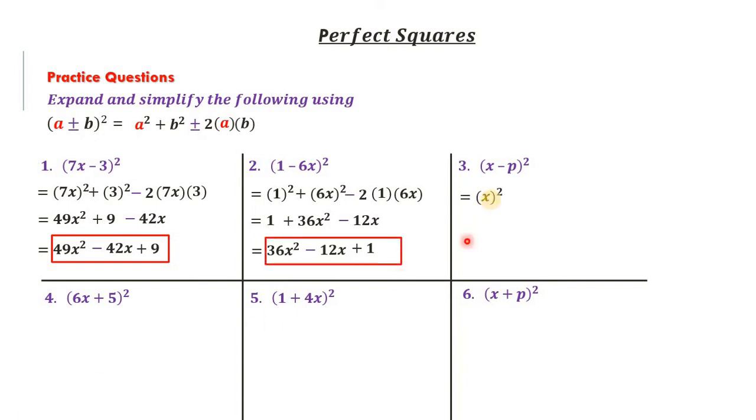For number 3, we square x added to the square of p, minus 2 times x times p. All right, and then that's the solution.